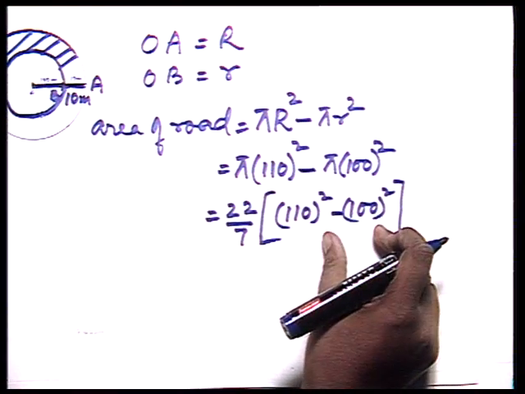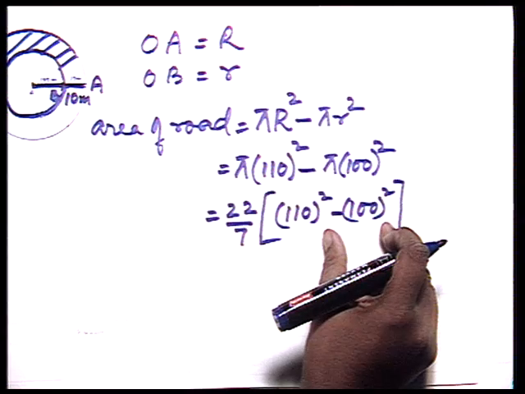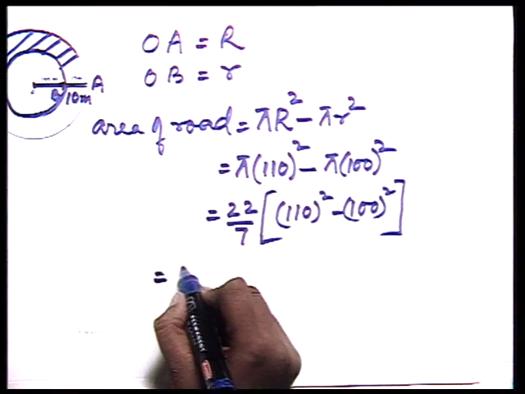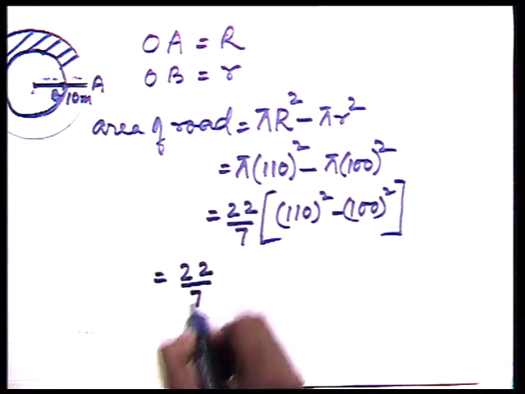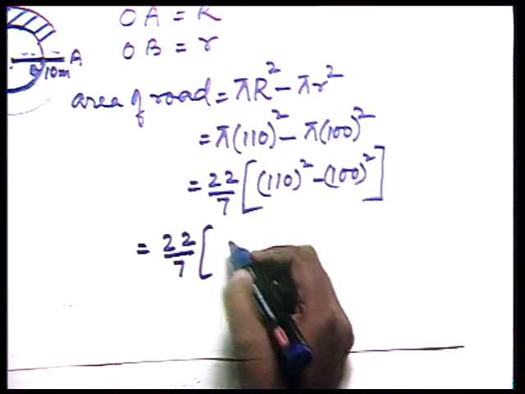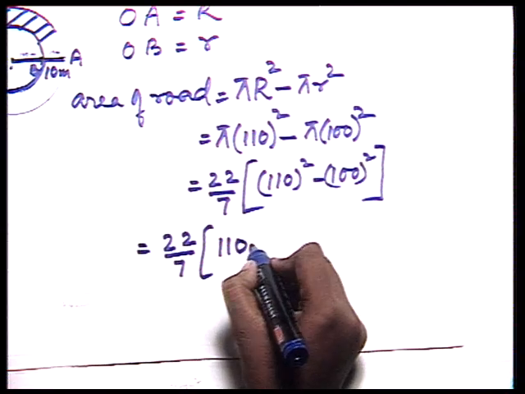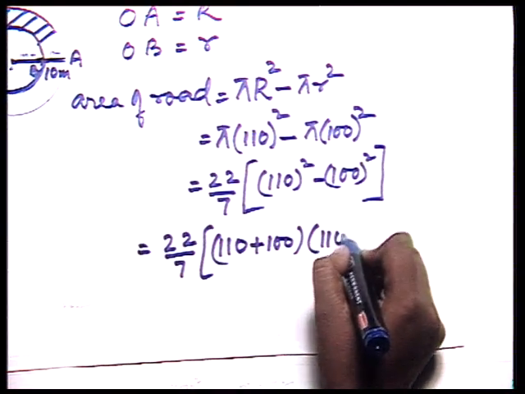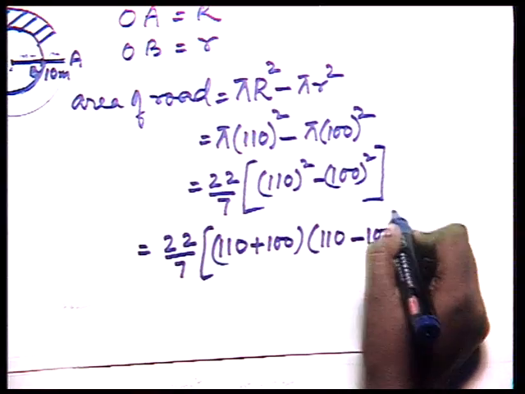We can use the formula a square minus b square here, and what is that formula? It is a plus b into a minus b. So, using that formula here, what do we get? Let us see, we get 22 upon 7 multiplied by 110 plus 100 into 110 minus 100.